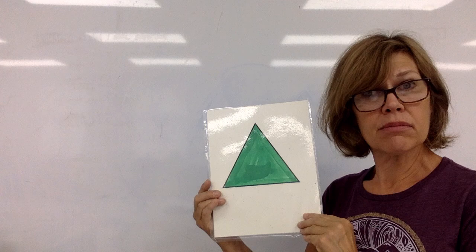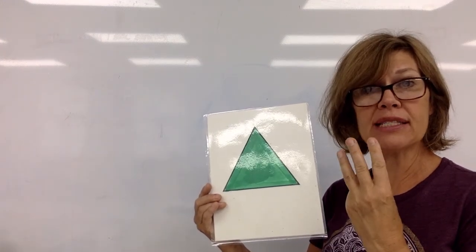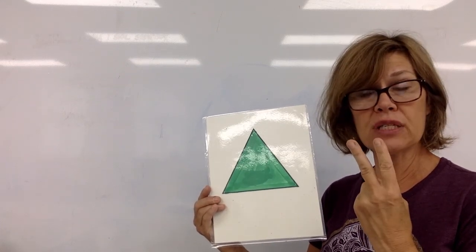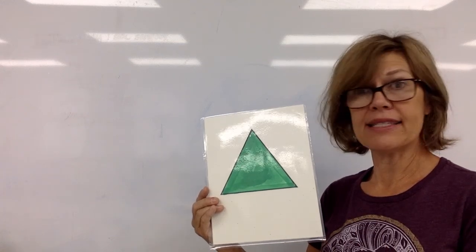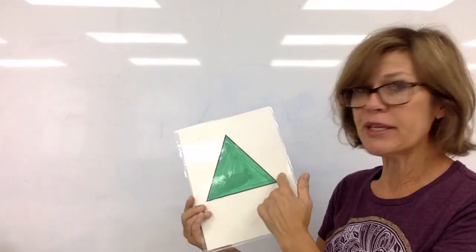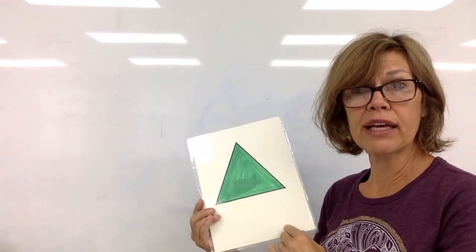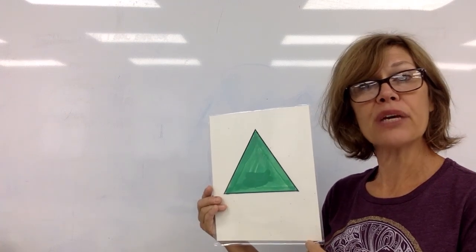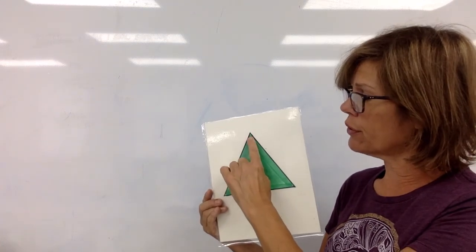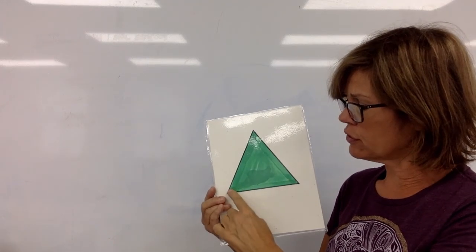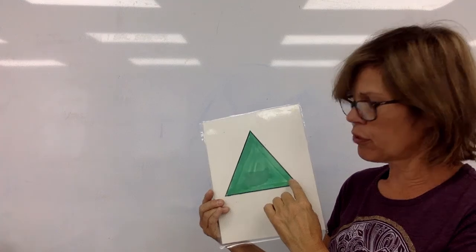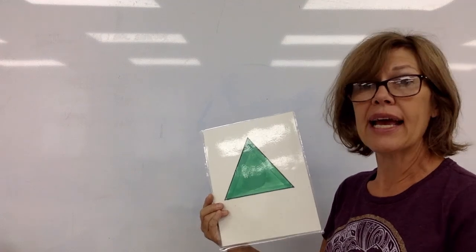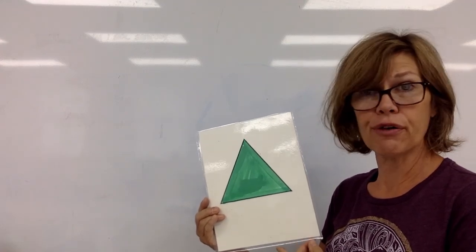What makes it a triangle? Well, it has to have 3 sides. No more than 3, no less than 3. So if it has 2 sides or 4 sides, it's not a triangle. The sides have to be straight. So if they're curvy or bent, it's not a triangle. And a triangle has 3 corners. Here's a corner, here's a corner, here's a corner. 1, 2, 3. 3 sides, 1, 2, 3. And the sides have to be straight, not curved.